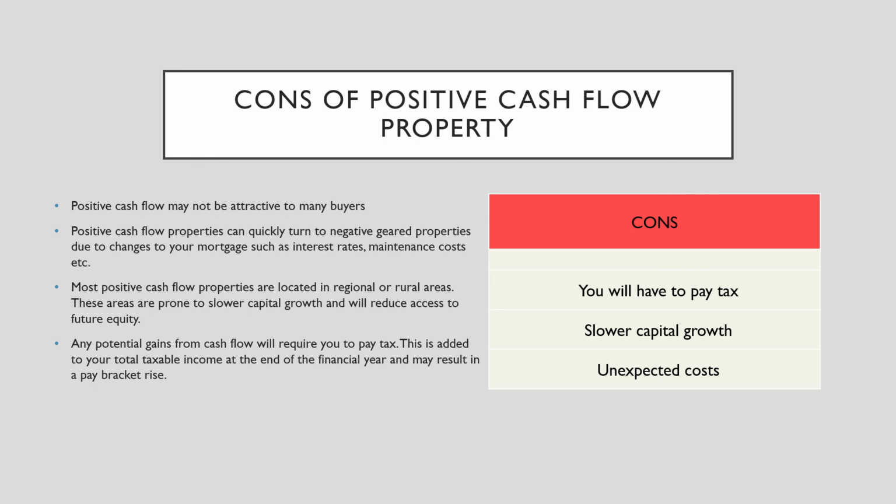The cons. Positive cash flow properties may not be attractive to many buyers. As I said, a lot of positive cash flow properties are either rural or regional, and you can find some still in the CBD. You just have to do your research. This means that they're probably not attractive to, say, first home renters who want to live close to the CBD, mainly an older demographic, I would say.